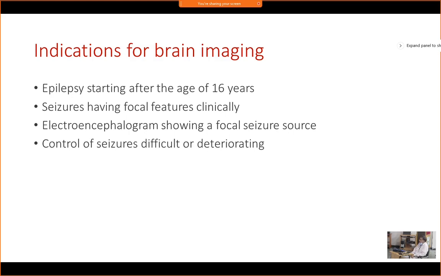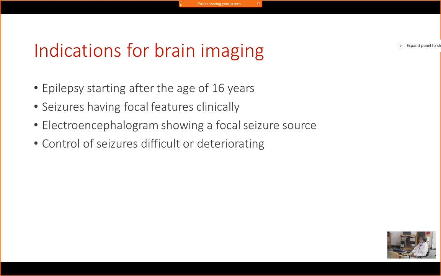In all patients coming with a diagnosis of suspected epilepsy, we do not go for a CT scan or an MRI. In which of these we will go for a neuroimaging? One is, if the child is more than 16 years, the reason being, in an adolescent or in an adult, the chances of secondary epilepsy is quite common, in contrast to idiopathic epilepsy in children.